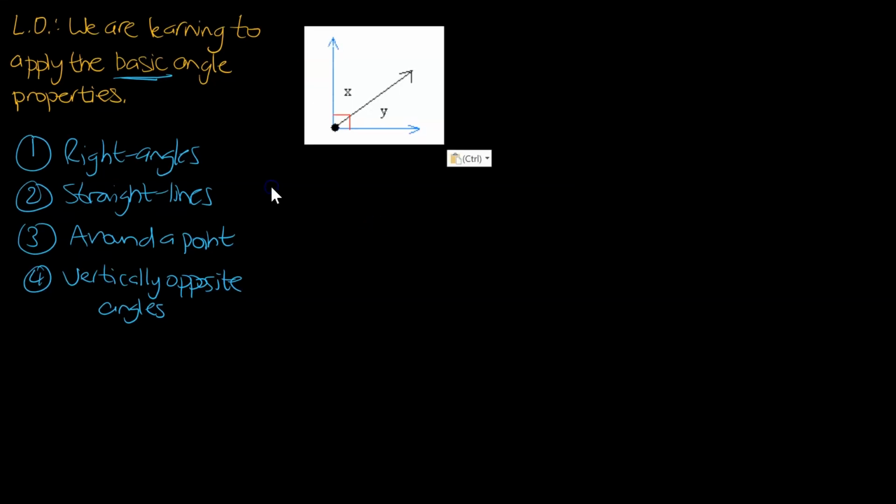So I've pasted in a diagram, and this diagram relates to the first example, right angles. From this diagram, the little square symbol in the corner tells us that x and y combine to get a right angle. So mathematically, the relationship in terms of an algebraic expression is x plus y is equal to 90 degrees.